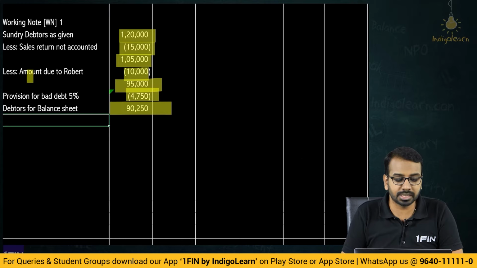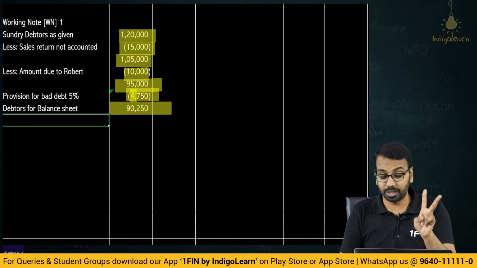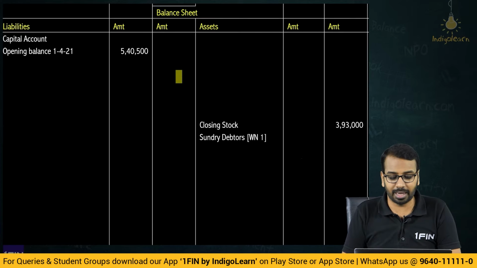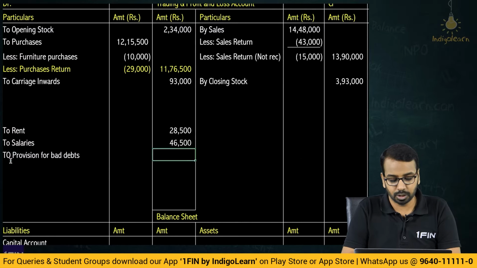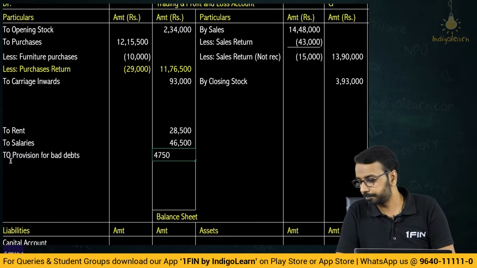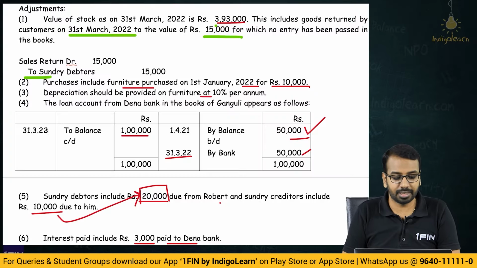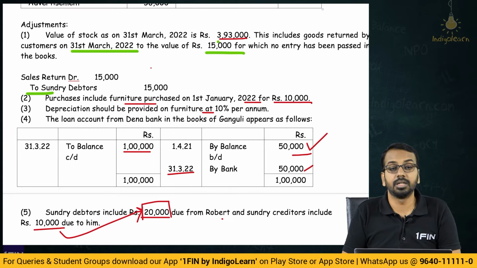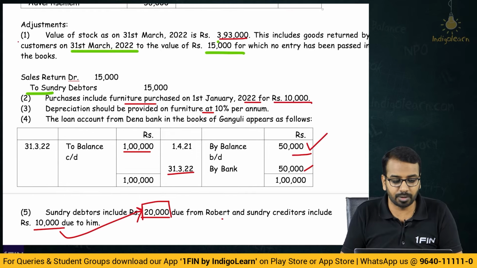Now what about this provision for bad debt? This 4,750 will also be shown in the P&L. So two things come from here. One is 90,250 in the balance sheet, and in the P&L you have to provide for bad debt. That was 4,750, right? So we have completed debtors and provision for bad debt. So this adjustment number 1 we have completely done. No further adjustments are needed.